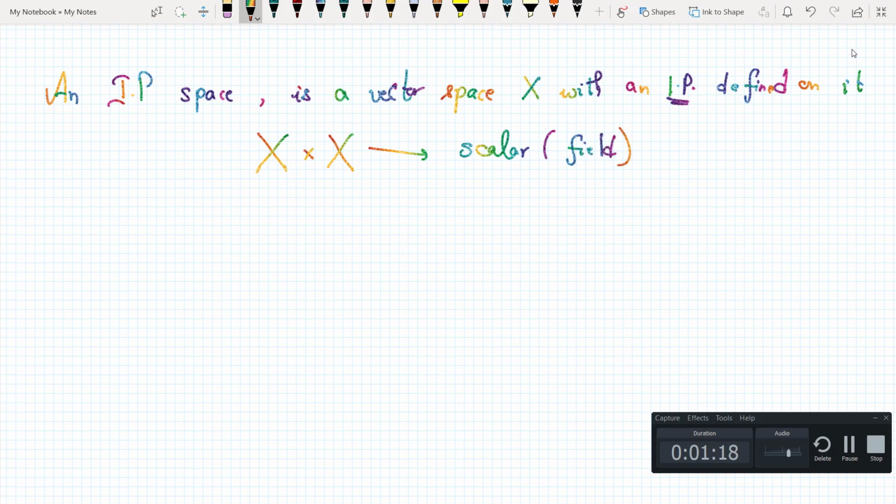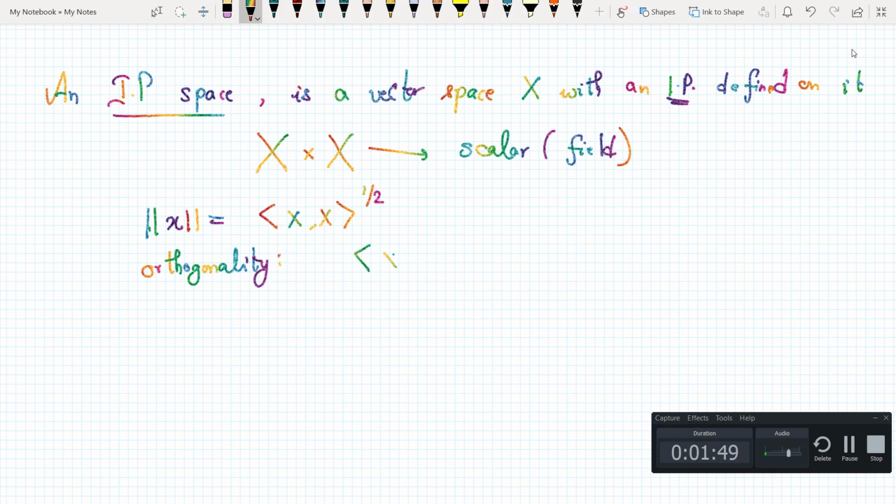So an inner product space is also a norm space, where the norm of any element x is given by the inner product of x with x, to the power 1 by 2. And then I have this condition of orthogonality in inner product spaces. And what is this orthogonality? That the inner product of orthogonal elements is equal to 0.